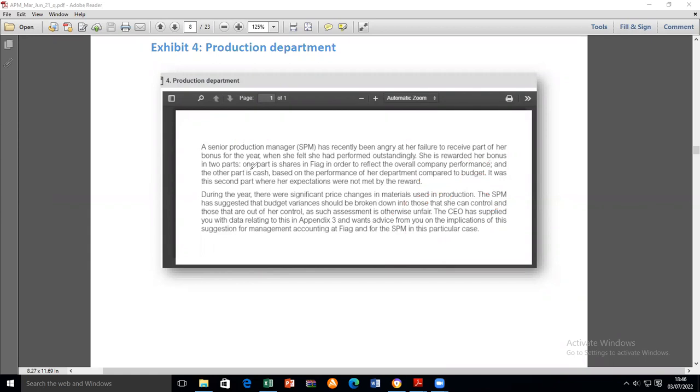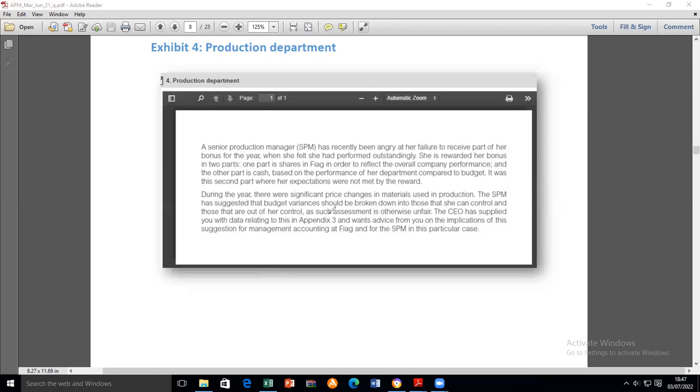A senior production manager, SPM, has recently been angry at her failure to receive part of her bonus for the year, when she felt she had performed outstandingly. She is rewarded her bonus in two parts. One part is shares in the company in order to reflect the overall company performance. Another part is cash based on performance of her department compared to budget. It was this part where her expectations were not met by the reward. During the year, there were significant price changes in materials used in production.